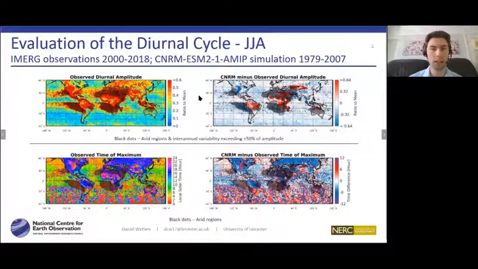For the analysis, what we ended up doing is we used June, July, August, and we used the whole period from the IMERG observations, so about 19 years, and we used 29 years from the model. The reason why we did this rather than use the 8-year overlapping period from 2000 to 2007 was because the results are pretty much the same, and the advantage of using the longer period is that we get rid of a lot of the noise in the global analyses.